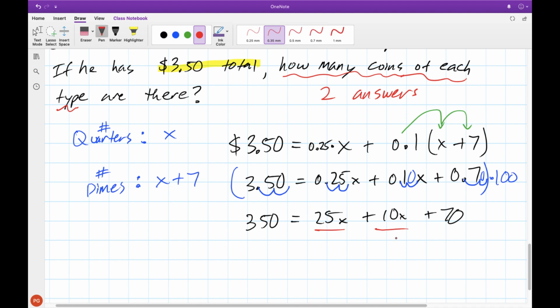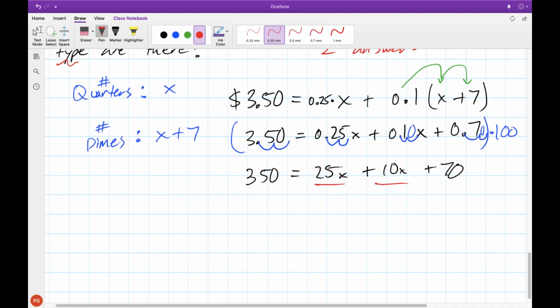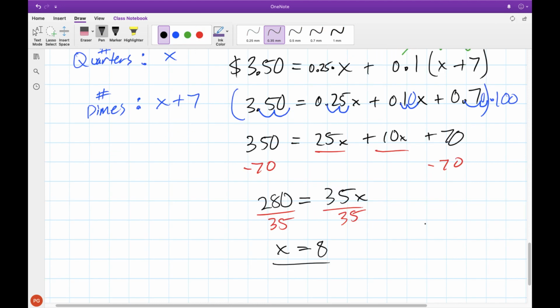We've got 2 x's over here that we can simplify together. And at the same time, I'm going to move this 70 over to the other side by subtracting 70 from both sides. We should end up with something like this. Divide both sides by 35, and we get our answer of x equals 8.